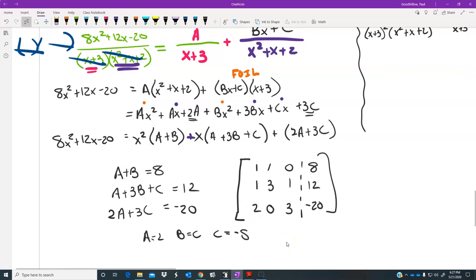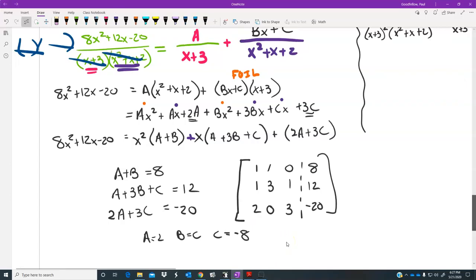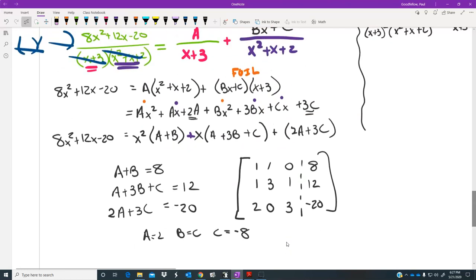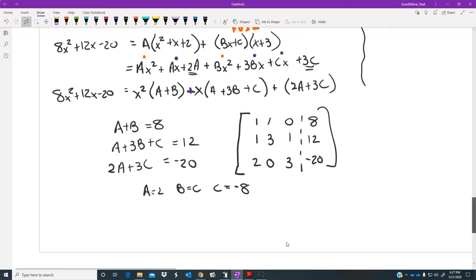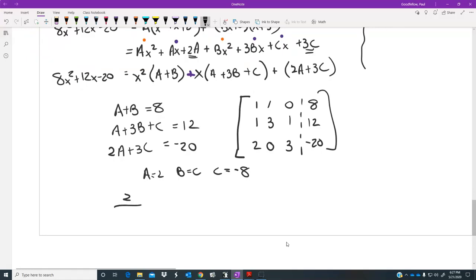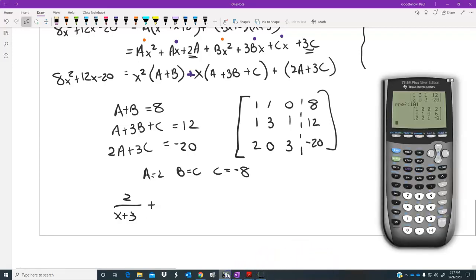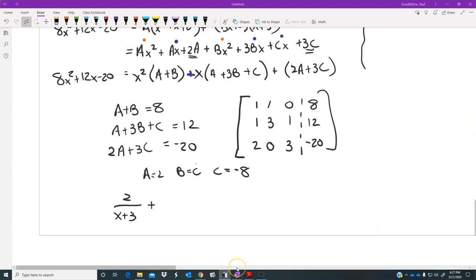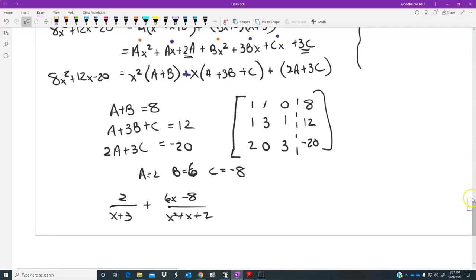Okay. Now let's just remember what those values mean in terms of their coefficients. You wrote the original one up there as A over x plus 3. So this is 2 over x plus 3 plus, wait a second, what did we get for B again? B equals 6. That's better. That would be 6x minus 8 divided by x squared plus x plus 2. And that's the bottom that you set up in the original one.